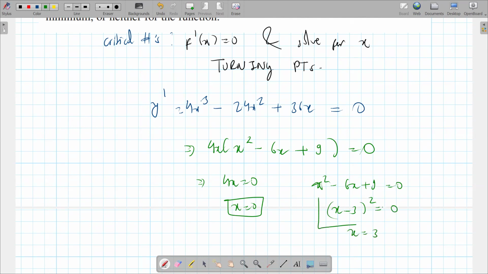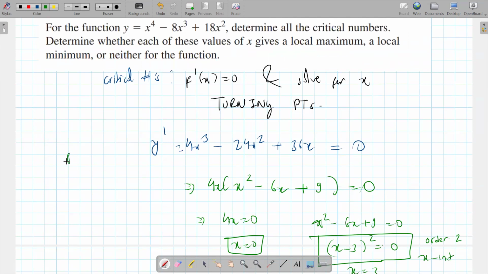And notice how this one was an order 2 polynomial, right? Let me call it an order 2 x-intercept. So for this function, these are the critical points. Now how do we know which one is maximum, which one is minimum? Well, you straight up plug it in. If you get a higher number, that's going to be the maximum. If you get a lower number, that's going to be the minimum. It's easy as that.